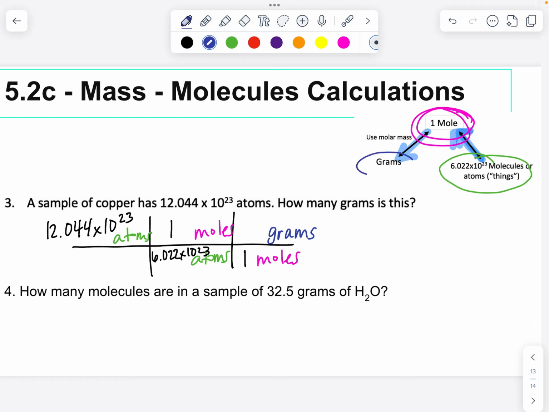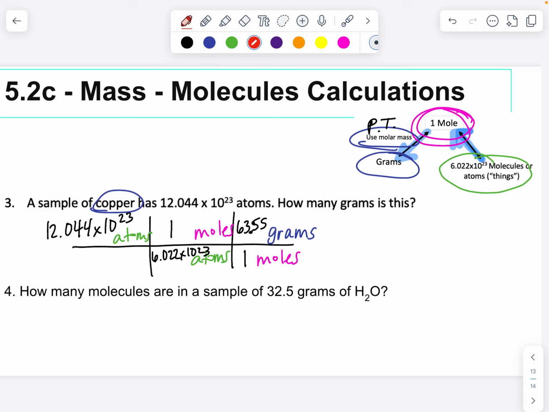And then the way that I get grams is I'm going to use my molar mass. And this is talking about copper. So I'm just going to go straight to my periodic table. Right? So my molar mass is always going to be on my periodic table. And copper is 63 point, we'll say 55. So now all my numbers are in there.